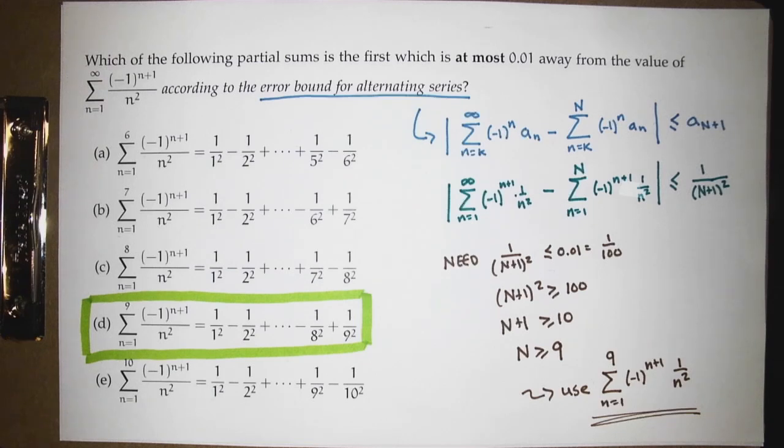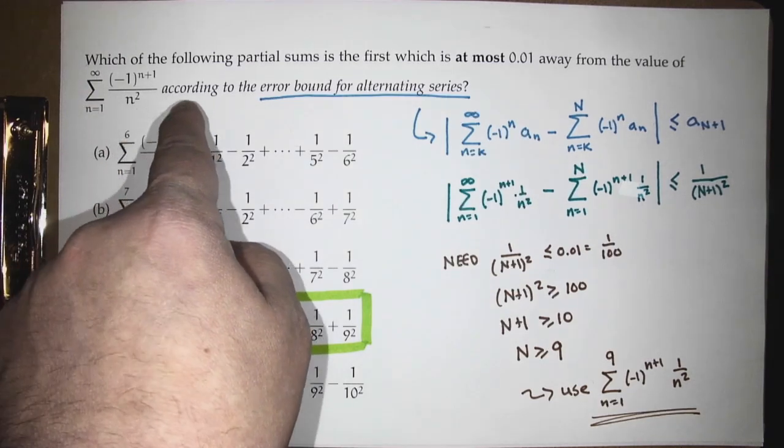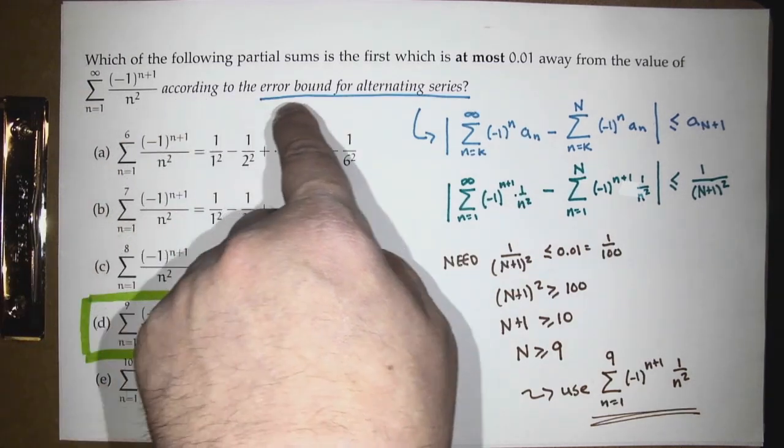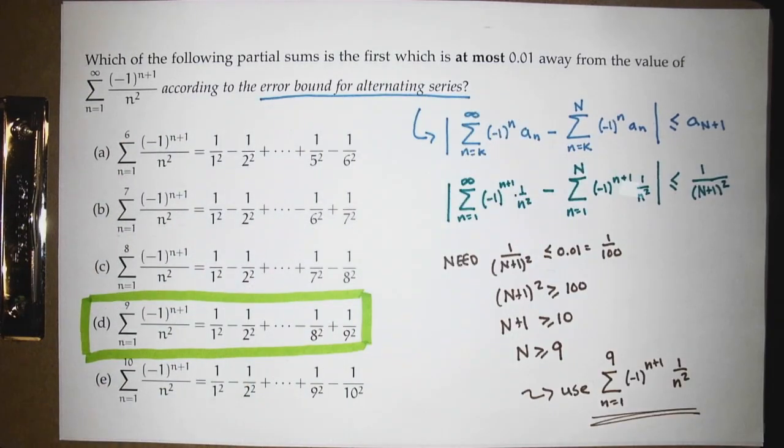All right, so remember it's the next term that drives the error, not the last term. It's not this term, the last term, it's the next term that tells you your error. Now, before we leave this problem, there's this command or instruction here on the end. According to the error bound for alternating series, if we drop that part, would the answer change?